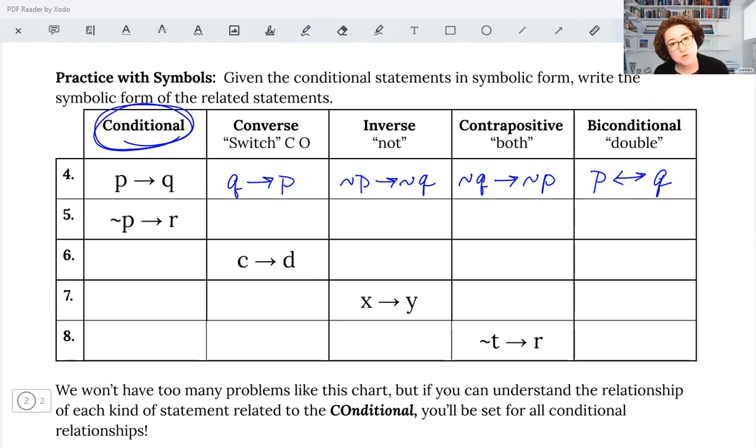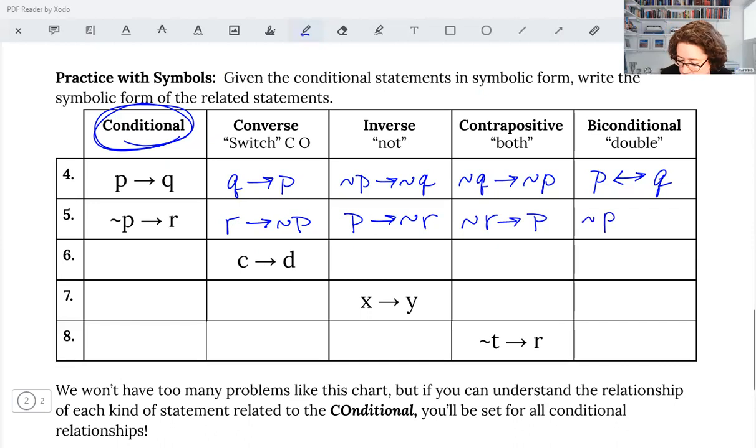Okay, number 5, not P arrow R. Again, let's switch just the order of where the symbols are written. So R arrow, not P. Inverse, throw a negation. But again, if you already have a negation, what's the opposite of an opposite? It's kind of like doing a negative times a negative. Well, it comes back out positive. So negation of not P is P. Negation of R is not R. Contrapositive, we do both. We switch and flip. So a negative R, arrow, positive P. And biconditional, I just usually take the original conditional statement and throw a double arrow in between.